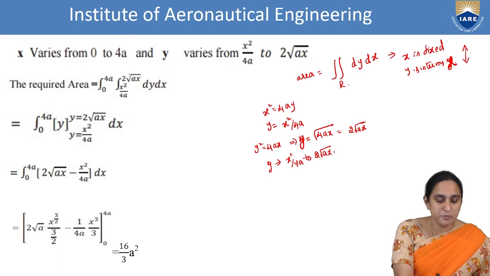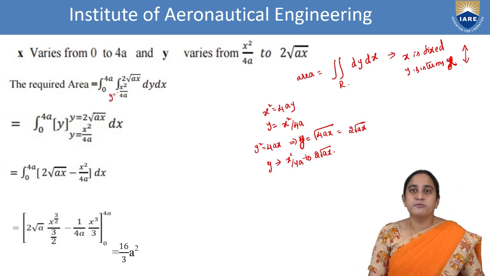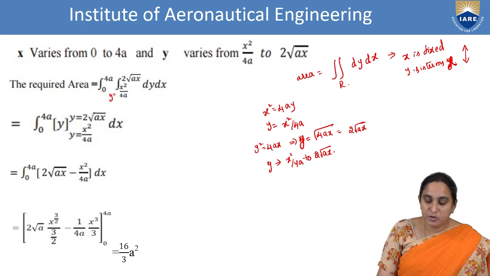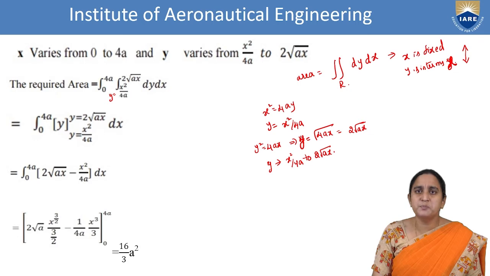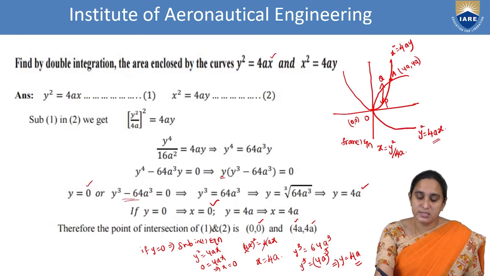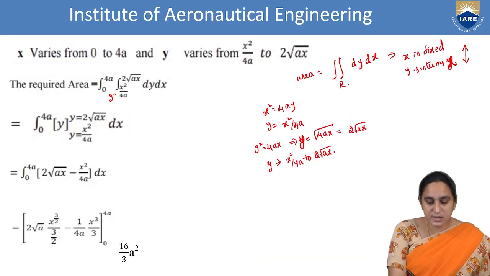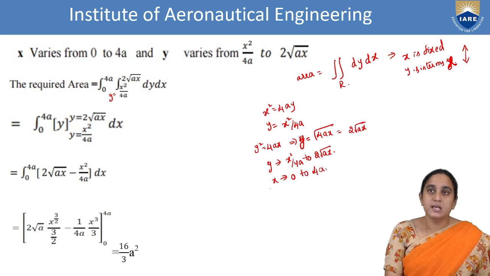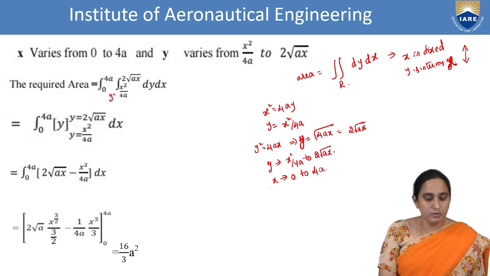That's why I'll take the limit points for the required area, that is the double integral, where the y limits are x square by 4a to 2 into root ax. And what about the x limit points? The x limit points are fixed. From the intersecting points, I'll take the fixed limit points for x, that are 0 and 4a. Therefore, the x limits are 0 to 4a.